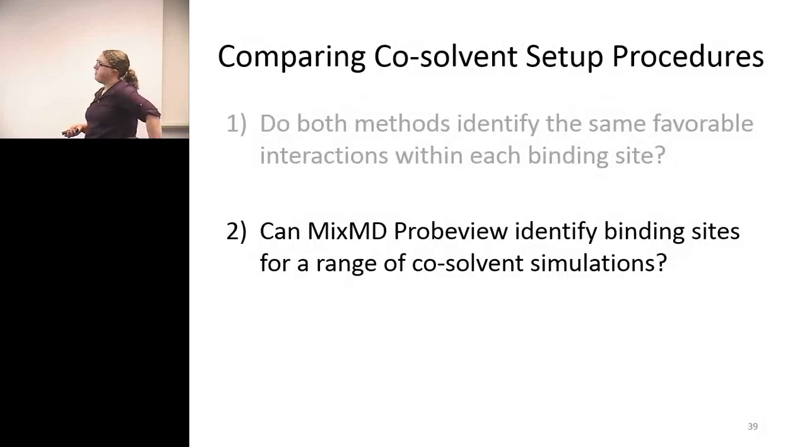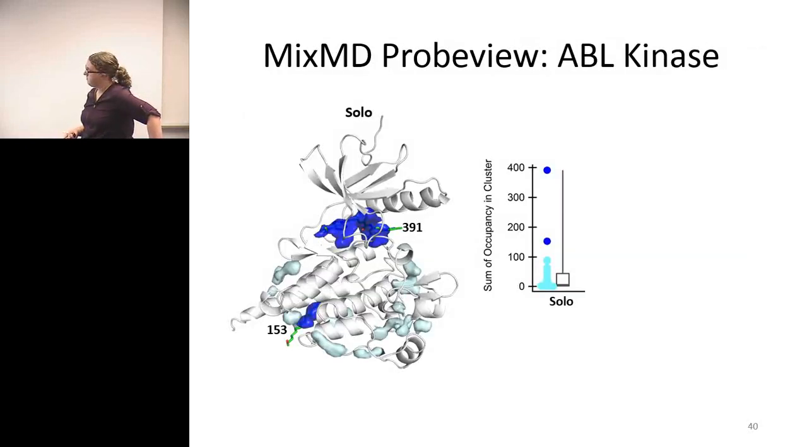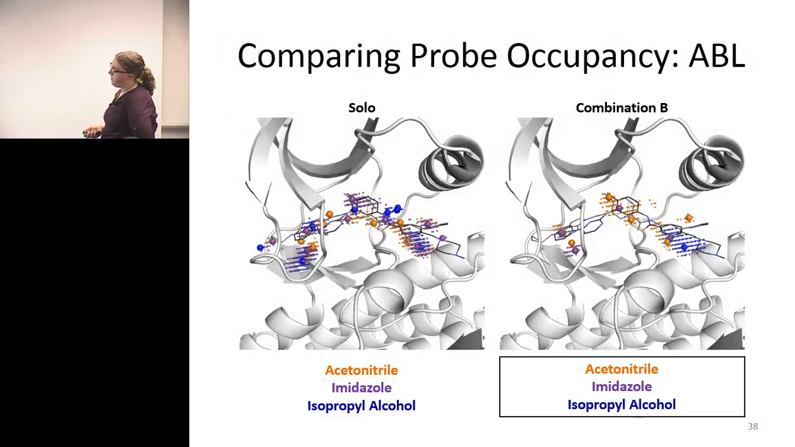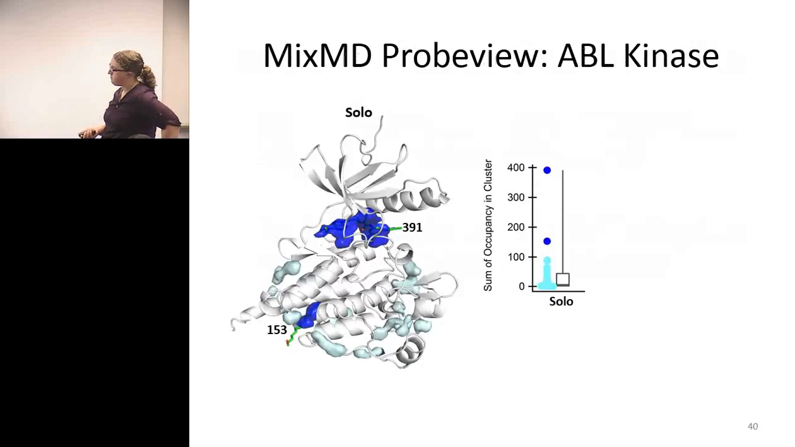The next thing we wanted to see is if our plugin could identify binding sites for a range of these solvent setup procedures. We've also moved to ranking by total occupancy within a region. What we found is that in situations of combined solvents where the solvents would be competing with one another, the maximum sigma value that you would get for a site would be potentially lower because they're competing for binding to the same site. So by summing the occupancies within this region, we're accounting for that and identifying the sites with the total highest occupancy.